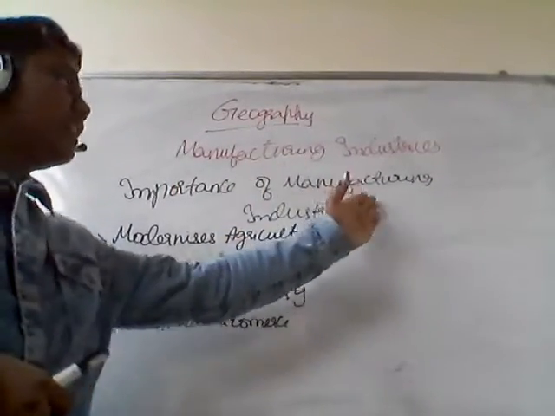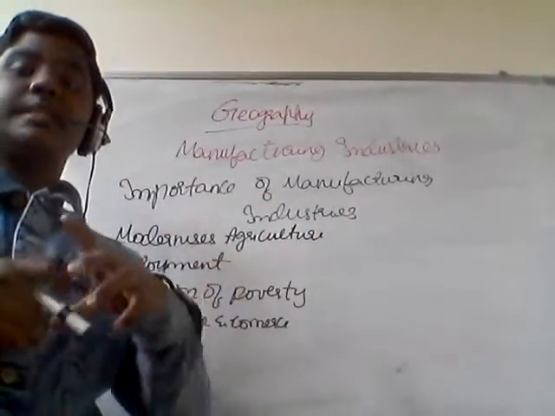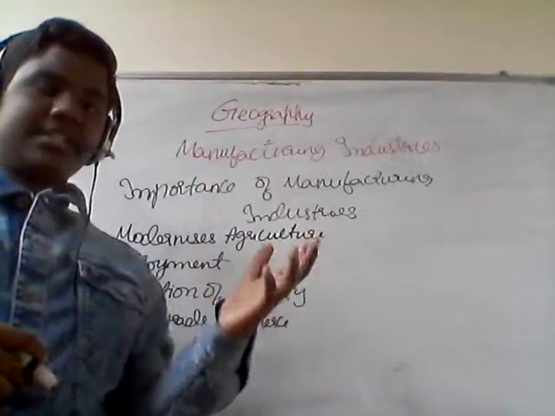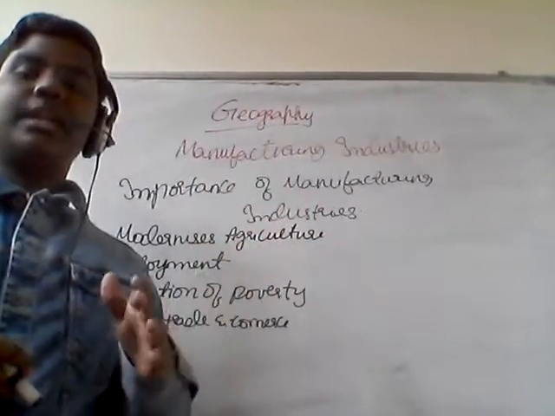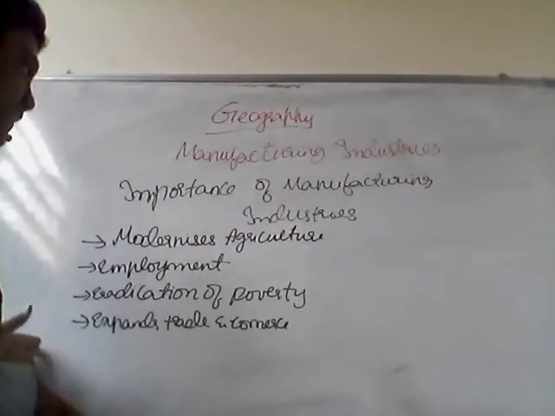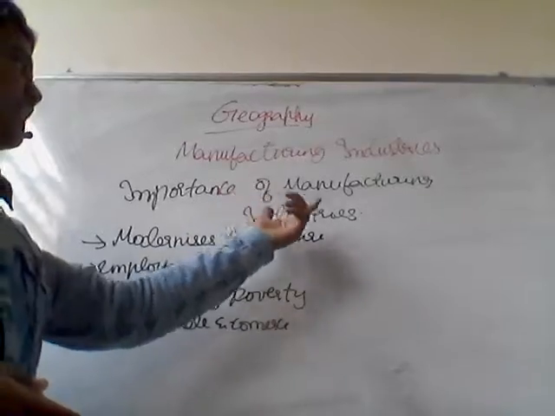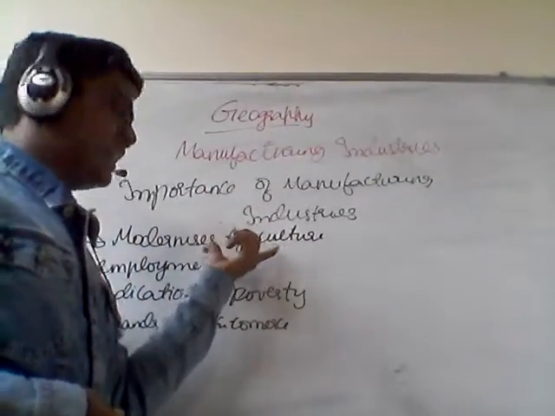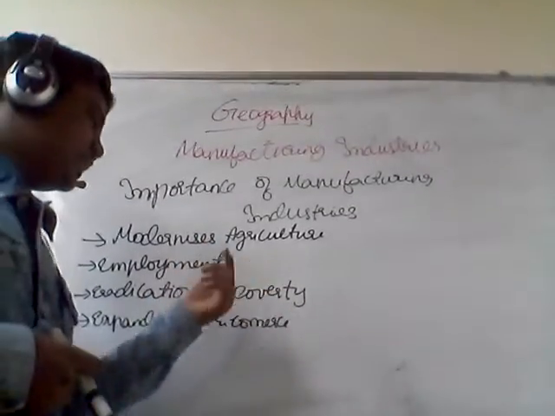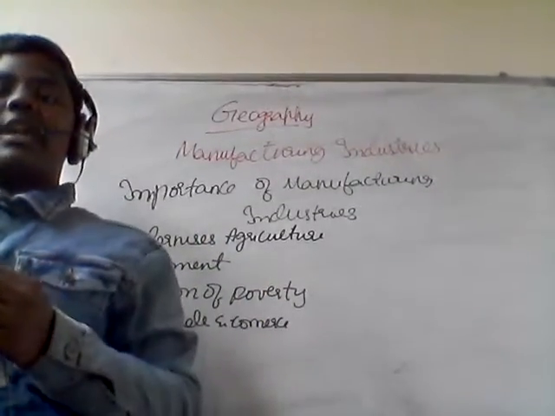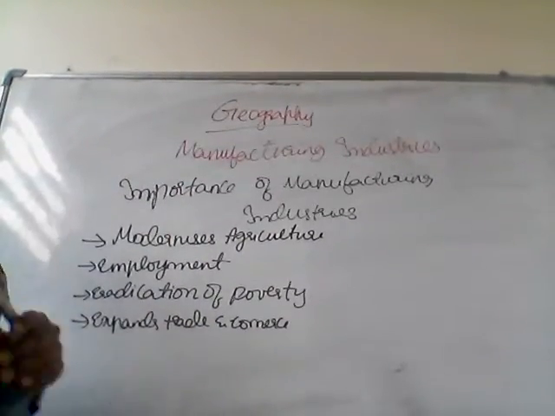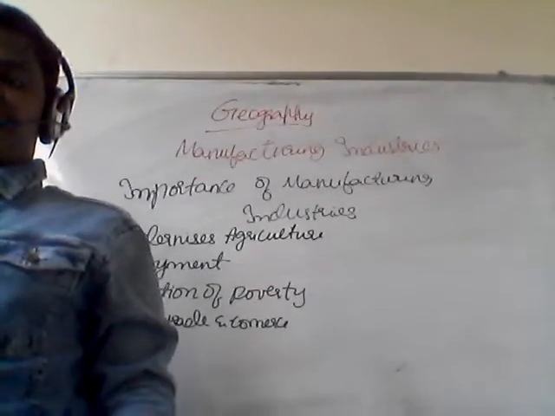Where we have more manufacturing industries, automatically there is more development seen. Where there are more manufacturing industries in a country, there is more development and more prosperity in that country. We can see that directly based on these factors, because if there are more manufacturing industries, there is modern agriculture, then there is good employment, then there is no poverty, and then there is an expansion in trade and commerce. So these are the few importances that we have for manufacturing industries.